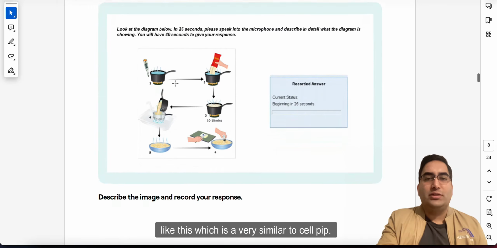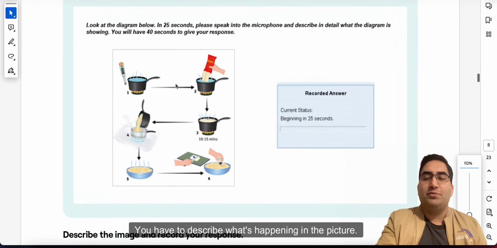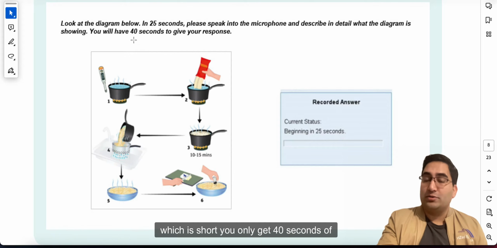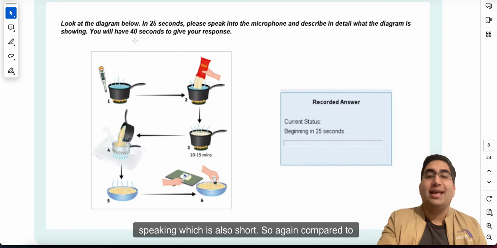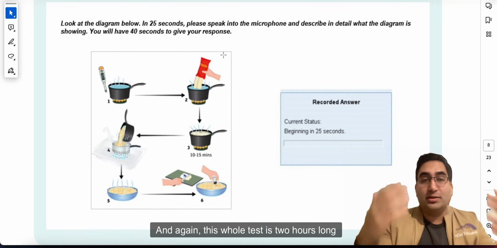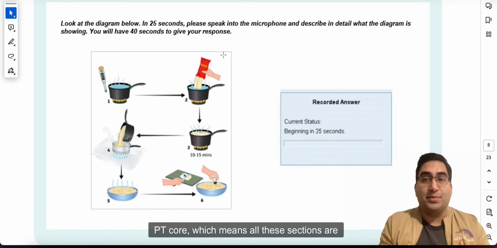Then we get something like this, which is very similar to CLB. You have to describe what's happening in the picture. Now you get only 25 seconds of preparation, which is short. You only get 40 seconds of speaking, which is also short. So again, compared to CLB, you have very less time here to say stuff. And again, this whole test is 2 hours long, PTE Core.